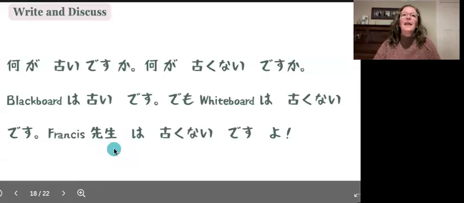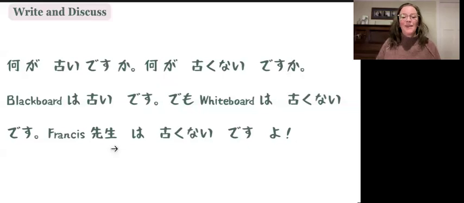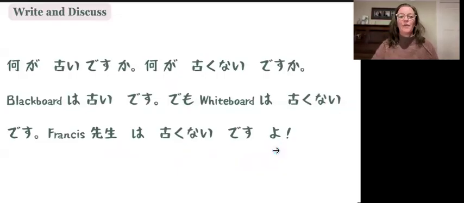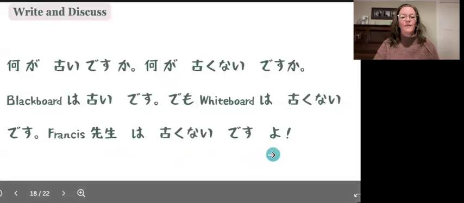Francis sensei, furukunai. And then you could have a little joke about, is Francis sensei old or young? And then as we're writing that one, introduce the yo and explain that that's for emphasis. Francis sensei is not old.